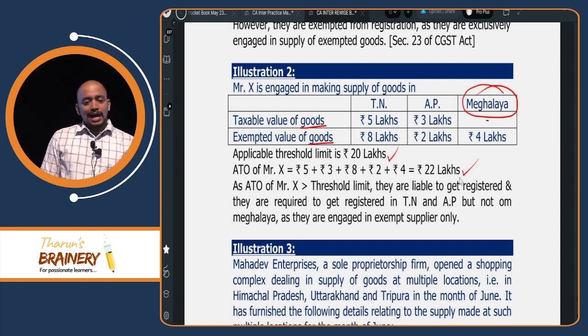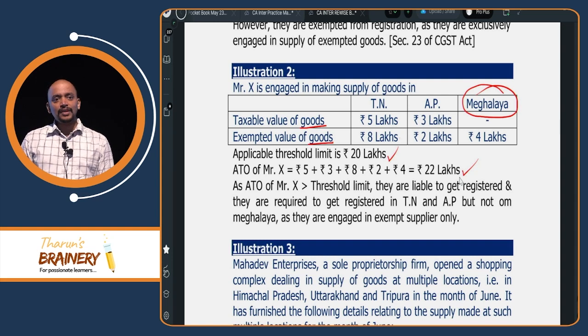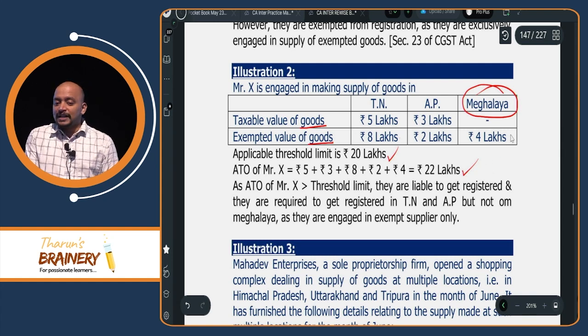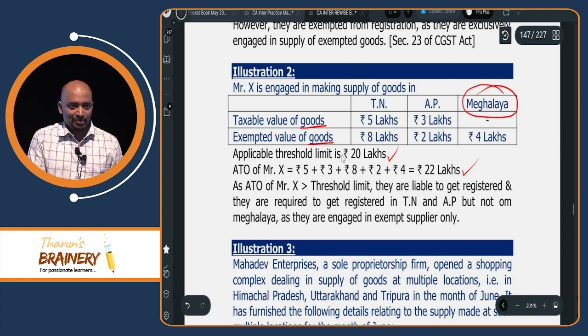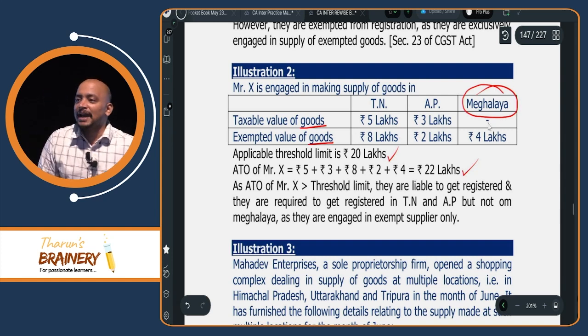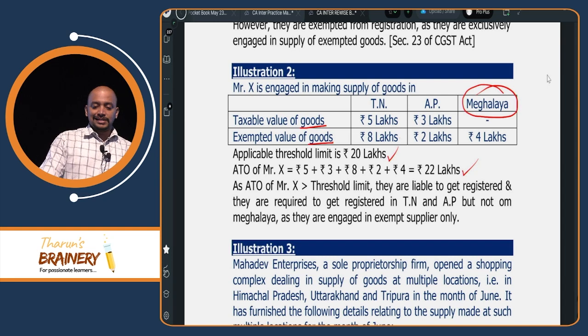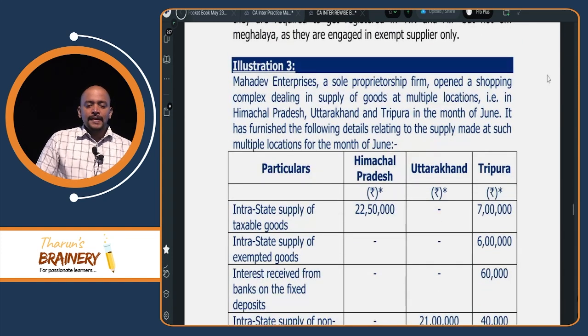Tamil Nadu and Andhra Pradesh, but not in Meghalaya. Why not in Meghalaya? Because they are making exempted supplies. Actually, Meghalaya influences the threshold limit, but they are not required to get registered in Meghalaya because they are making only exempted supplies in Meghalaya. When will they register in Meghalaya? As and when they start making taxable supplies in Meghalaya, they are required to get registered. Understood? Next, illustration 3.